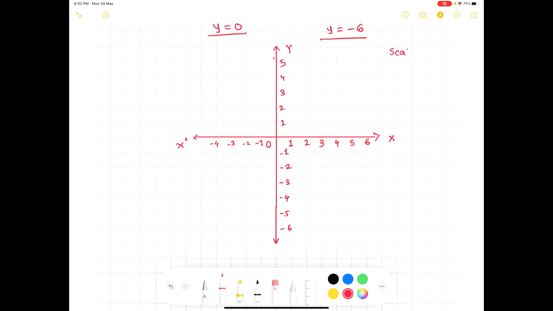Important thing is you have to always write down a scale. Okay, what is the scale? I am writing 1 centimeter is equal to 1 unit. This is my scale. Okay, 1 centimeter is equal to 1 unit. This is the scale which I am using here.